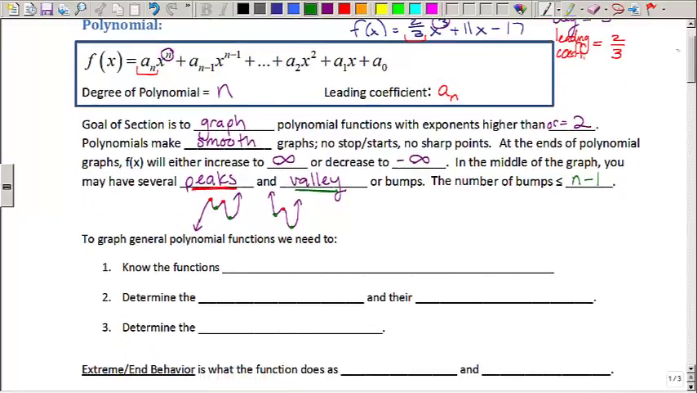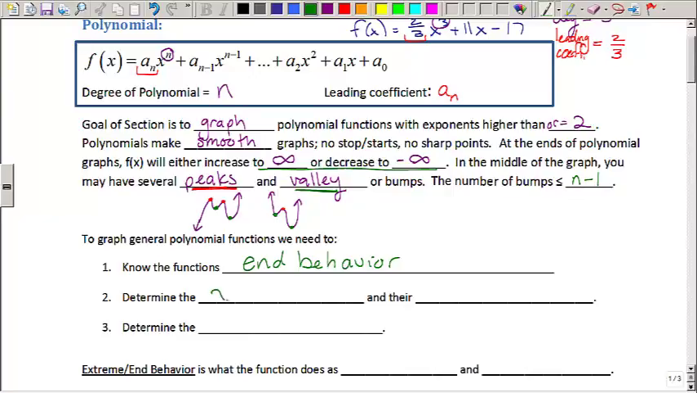So in order to graph general polynomial functions, we need to know the function's end behavior. We said in the extremities it either increases to infinity or decreases to negative infinity. It's got to do that on the right-hand side of the graph, or it's also going to do that on the left side of the graph, as x gets very, very large or as x gets very, very small. So we need to know what happens at the ends of the graph, and that's called end behavior.